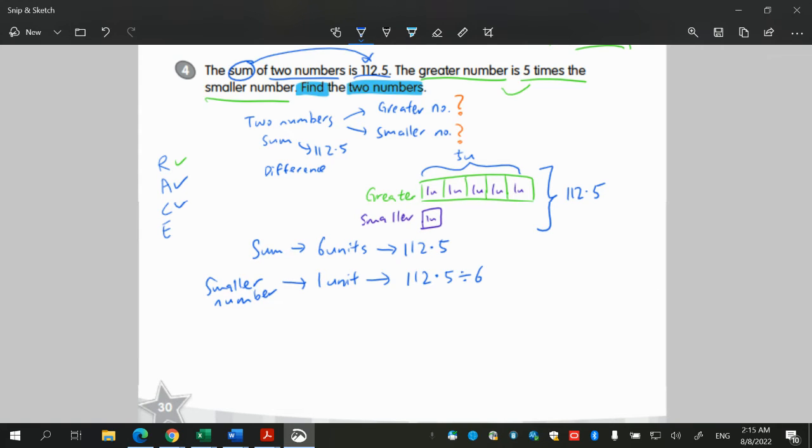Do you know how I got the 6 units, the sum? Well, take a look at the model. Did it help you see where I got the 6 units? Okay. Going to do my working here, on the right side.